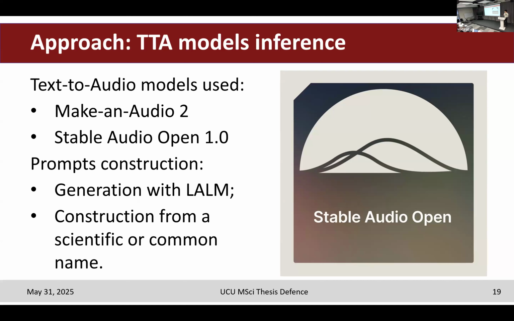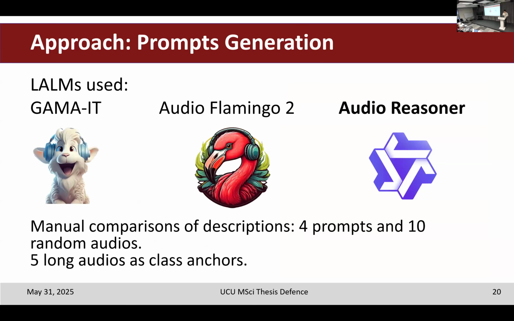The text-to-audio models used are state-of-the-art models like Make-An-Audio 2 and Stable Audio Open 1. Generative prompts were either constructed from the bird's scientific or common name or generated using large audio language models, LALMs. Among 3 tested LALMs, Audio Reasoner provided the best results on manual testing with 4 prompts and 10 random long audios. But due to a high generation time, only 5 long audios for each species were chosen and then used as class anchors for the descriptions to be used for all class audios during generation and training.